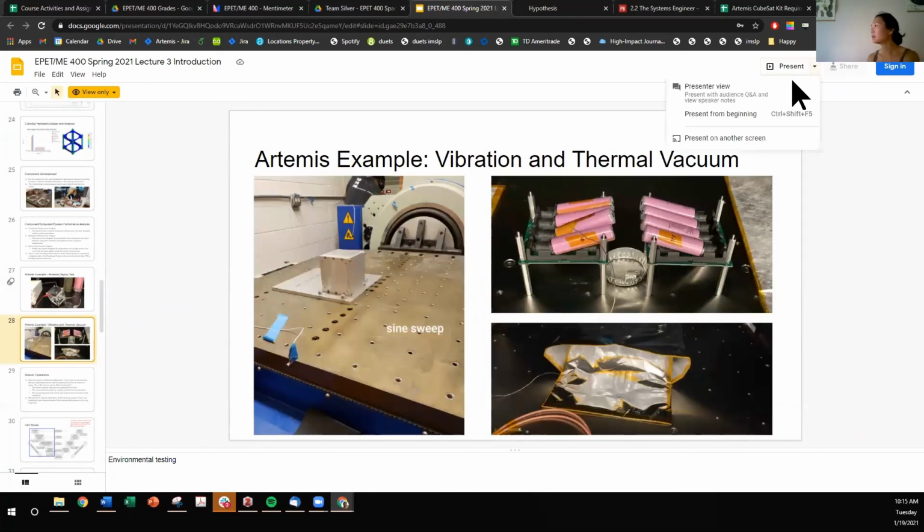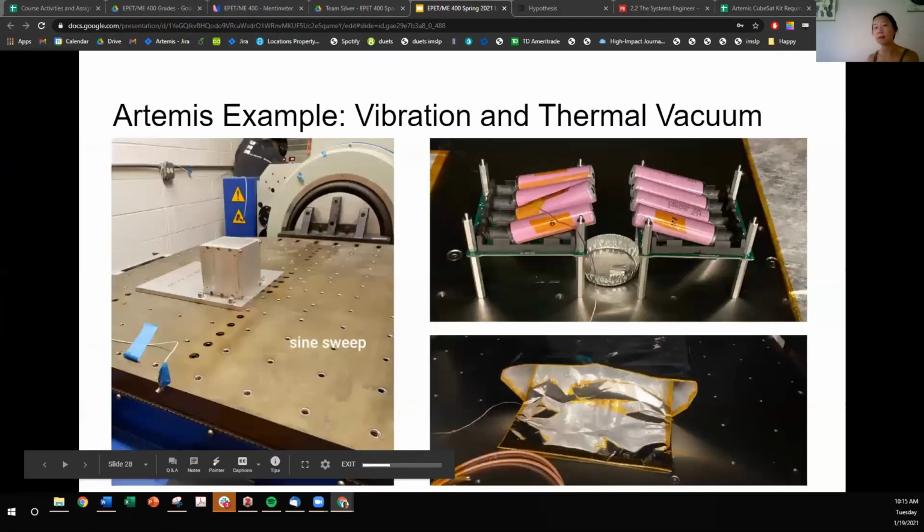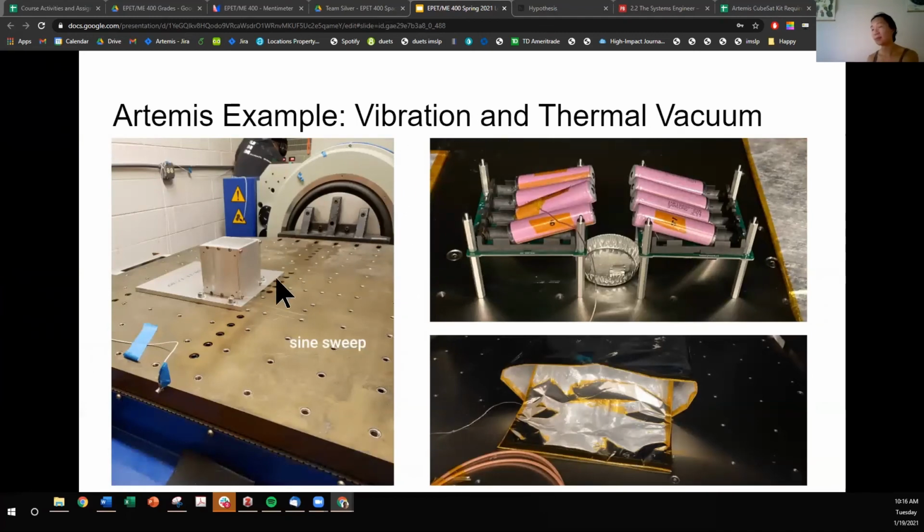Let's see. And then other tests that you can do, for example, are vibration testing. So you'll see this in some external requirements. It comes from the launch environment. When you're on a rocket, you're going to feel a lot of vibration. So you want to prove that all of your components are going to survive on the rocket and function after it experiences that kind of environment. So we have specific test beds, like this vibration table, that imposes that kind of condition on the spacecraft.